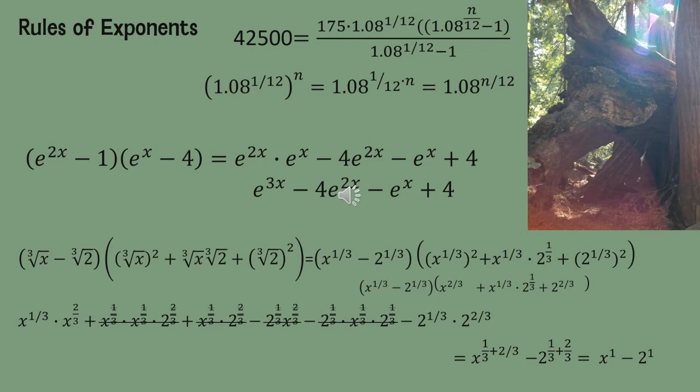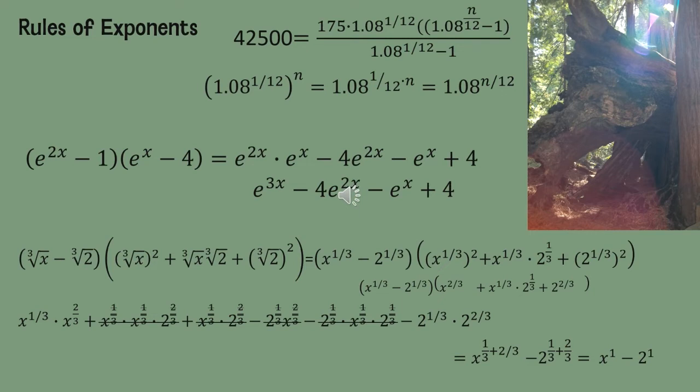So first I rewrote the cube roots as their fractional powers, and then I'm carefully looking at the pattern. Notice in the second factor, I have the cube root of x squared. That's equivalent to x to the 1/3 squared. Using that rule of exponents, I should multiply those exponents together, and that would give me x to the 2/3. The middle term, I have x to the 1/3 times 2 to the 1/3.